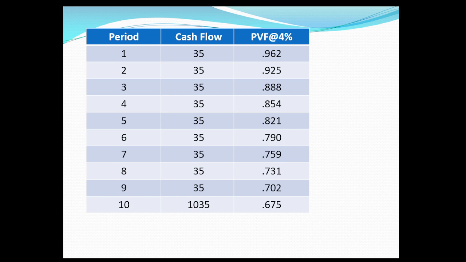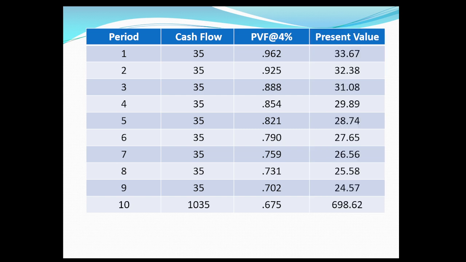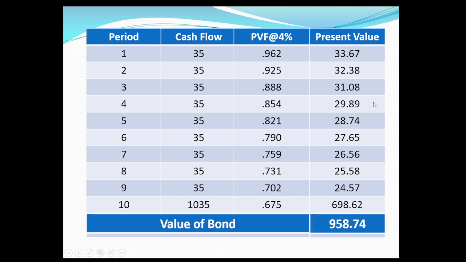1 divided by 1.04 to the power n. And then you multiply the cash flow by the PVF, so you will get the present value. And if you add all the present values, you will get the value of the bond. We can cross-check also, because in this case the company is paying a 7% rate of interest, and the market rate of interest was 8%. Because the rate of interest increased in the market, the value of the bond has decreased.